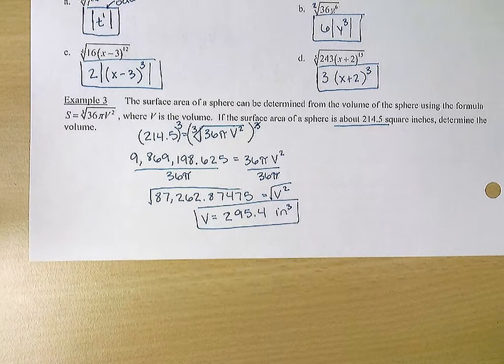Okay, so the reason I had you do this problem was so that you know how to solve if you have a cube root or if you have a fifth root or if you have a fourth root. Okay, you want to raise it to that power so that you can cancel it out and then solve from there. Okay, does that make sense?